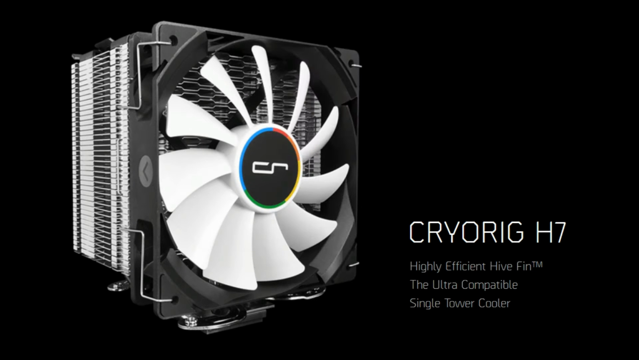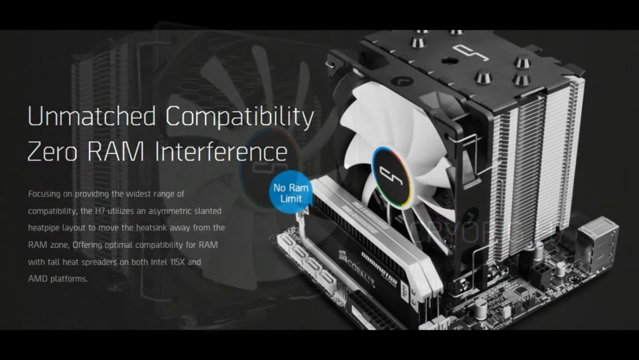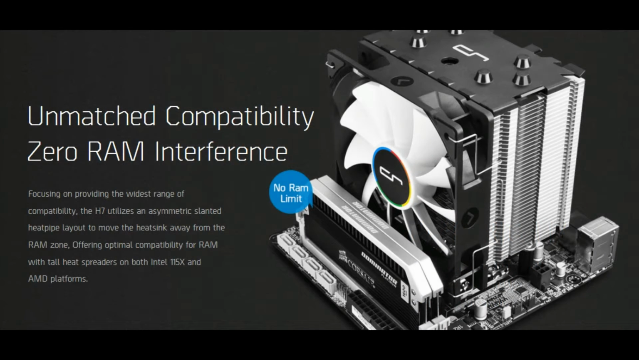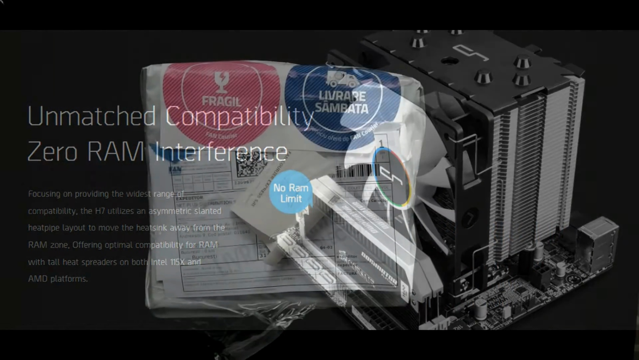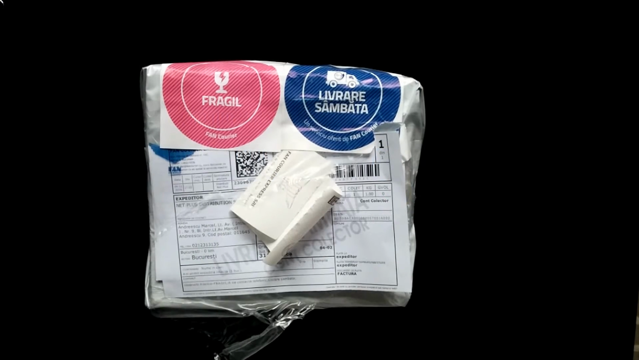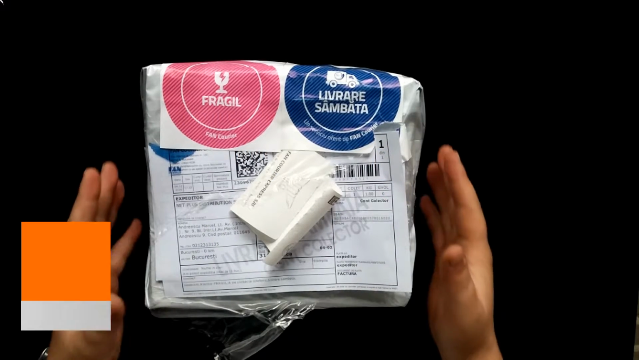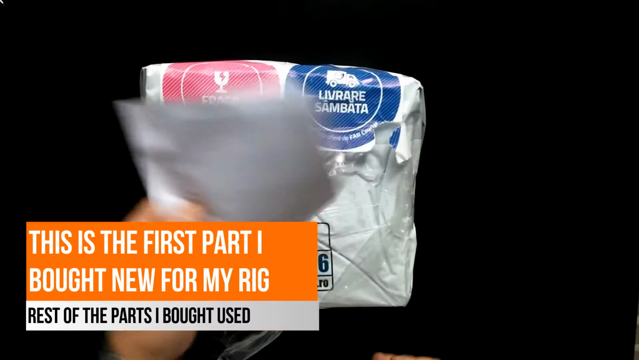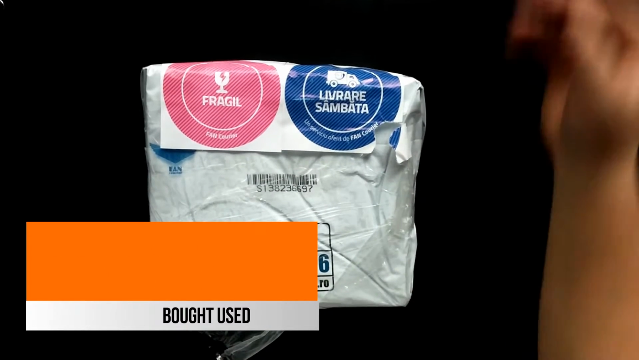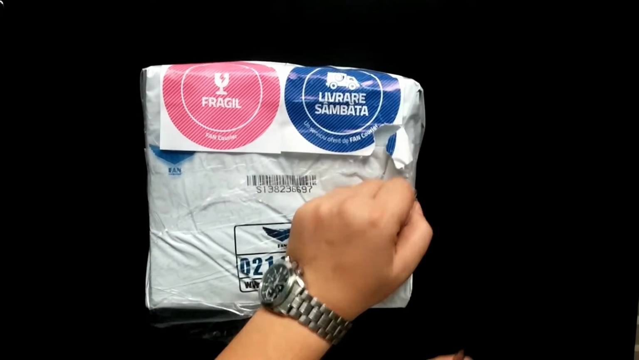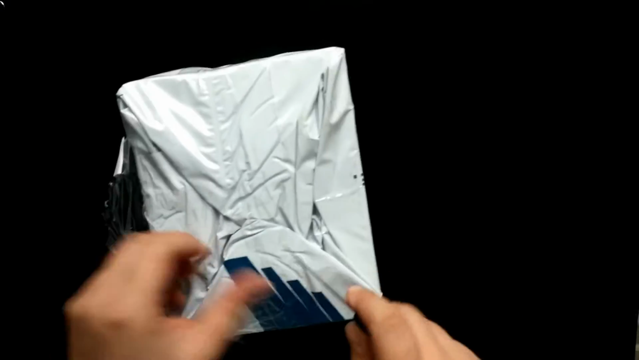To Tech Geek Unboxed, my name is Pete, and today we're going to take a look at a Cryorig H7 processor cooler. And I'm very happy today because my aftermarket processor cooler arrived in this box right here, which we're going to open right now using my trusty knife.